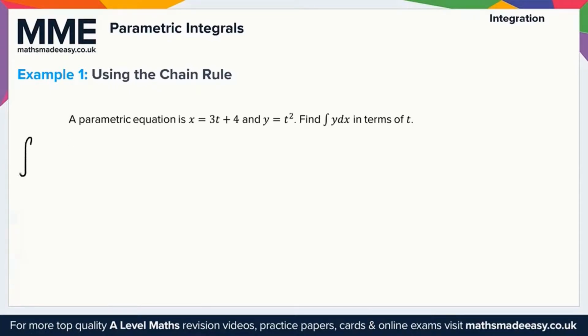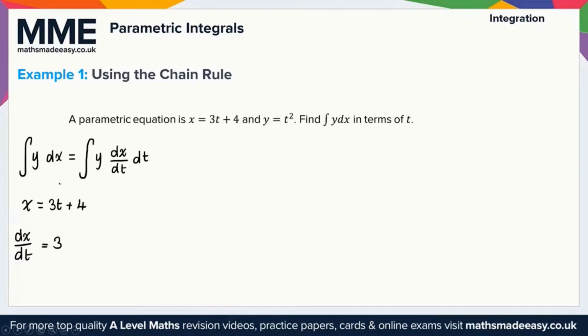So this is the integral of y dx, and this is equal to the integral of y dx by dt dt. So x is equal to 3t plus 4. So if we differentiate x with respect to t, so that gives us dx by dt, we simply get 3 here. Okay, derivative of 3t with respect to t is 3, and the derivative of 4 with respect to t is simply 0 because 4 is a constant.